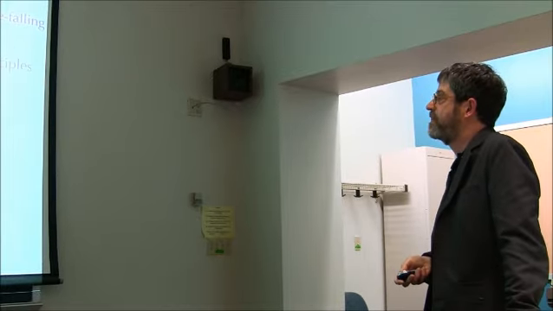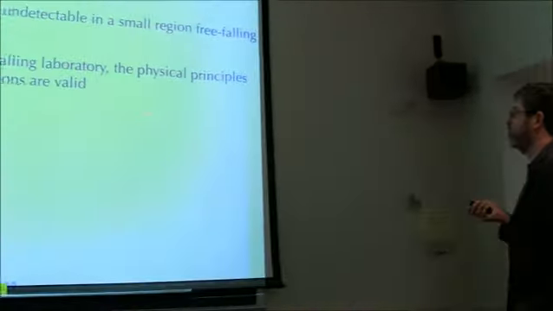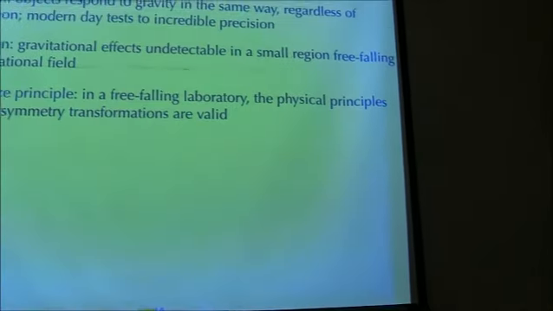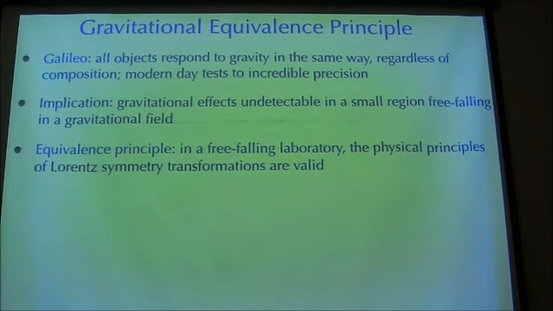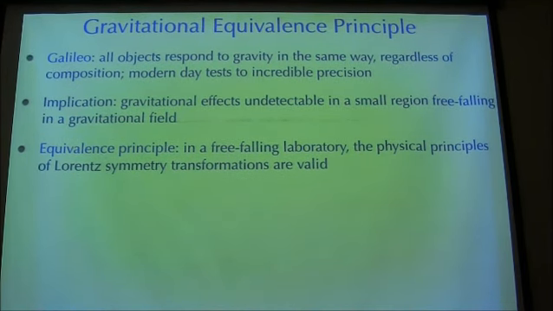Say carbon fell at a different rate from hydrogen in a gravitational field, it would start to distort the molecules in my body, and I would feel some sort of effect, right? But that's not the way it is. Now, what this means is that in this free-falling laboratory, it's as if there's no gravity at all. And that means the physics that emerged from Lorentz symmetry is going to be valid.